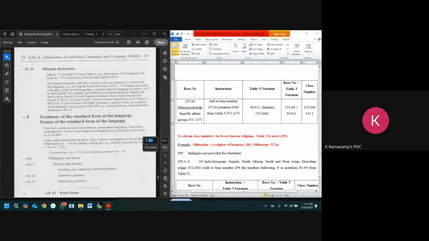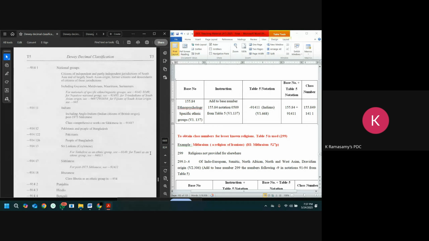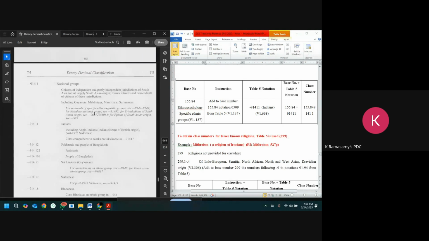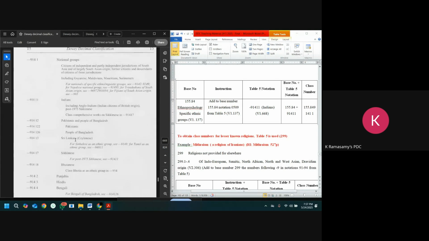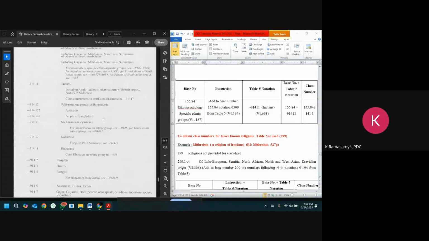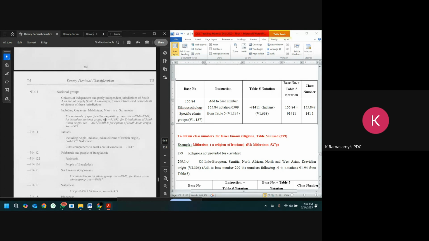So let me go to volume 1. I'm in volume 1, in table 4. Let me go to table 5 in volume 668, for example. Now I'm in table 5. In table 5, you can see Indians, Pakistanis, Sri Lankans, Punjabis, Hindis, Bengalis, Assamese. All the national people who belong to a particular state or country are given in table 5. From here, I need to get the number for Indians. The number is 91411.